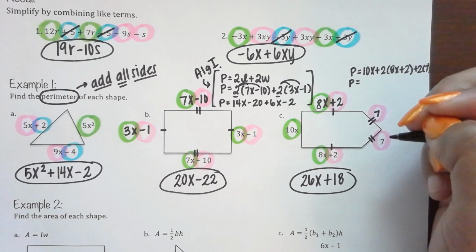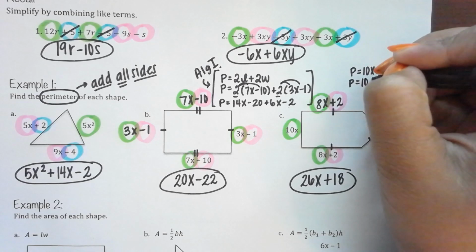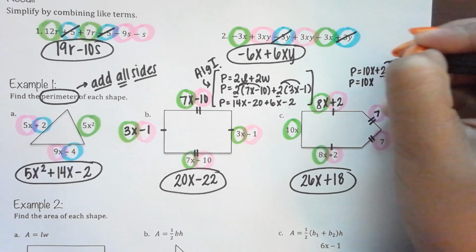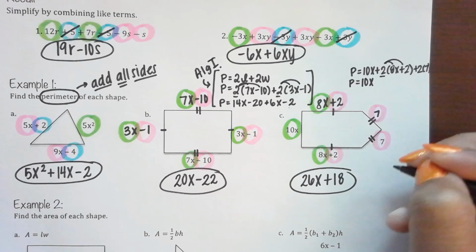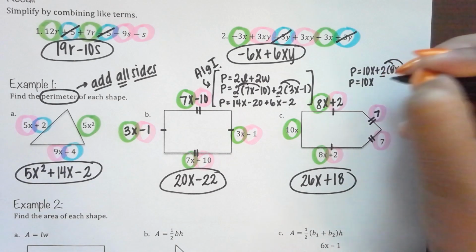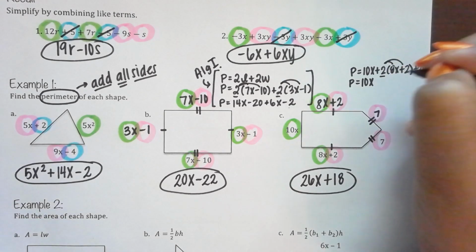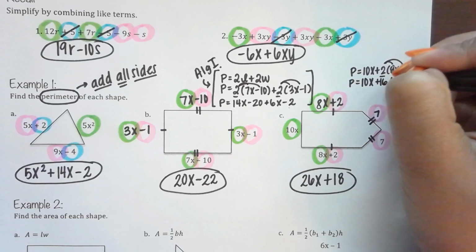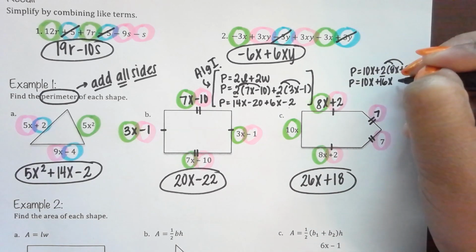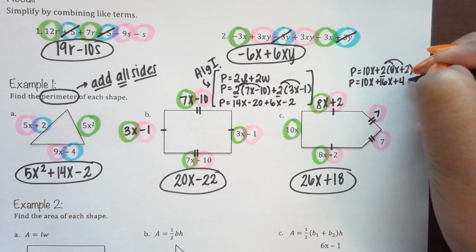Anybody else? Great. 10x comes down, and we distribute this too. What's 2 times 8x? 16x. What's 2 times 2? 4. What is 2 times 7? 14.